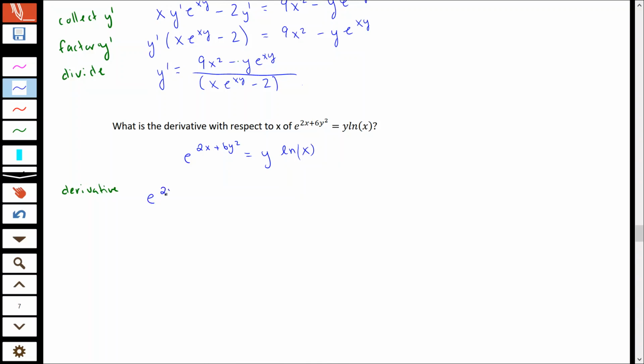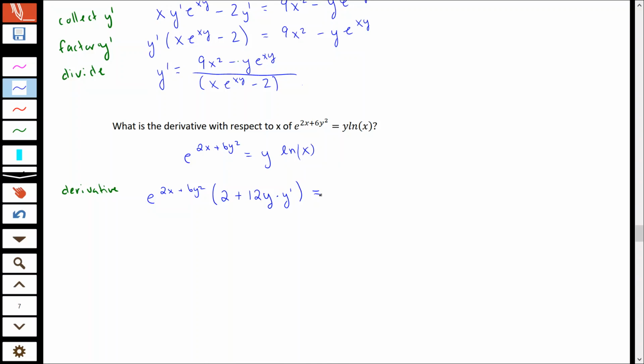So e to the 2x plus 6y squared. But then we have to take the derivative of that exponent. This is not a product rule like last time because it's separated by an addition. So the derivative of 2x is just 2, but the derivative of 6y squared is going to be 12y. And remember, anytime we use a derivative where there's a y, it's actually chain rule. So we leave that inside, which is y alone, and then we multiply it by y prime.